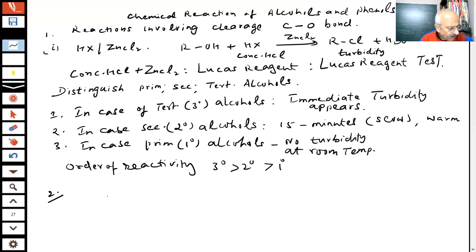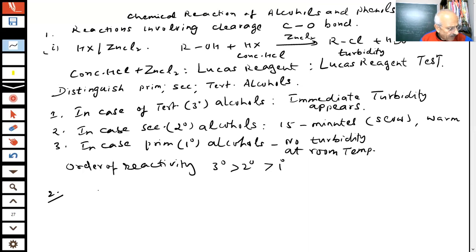Okay, this is important, therefore we have discussed it. Now you are familiar with the Lucas reagent test. What is it used for? Distinguishing questions are given in the paper, so it depends on the examiner what type of distinguishing they can ask.